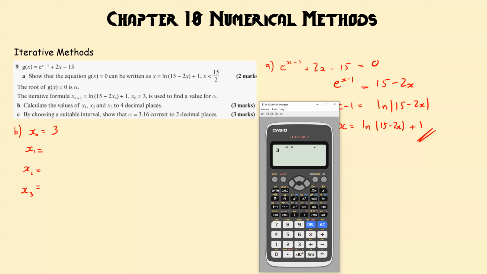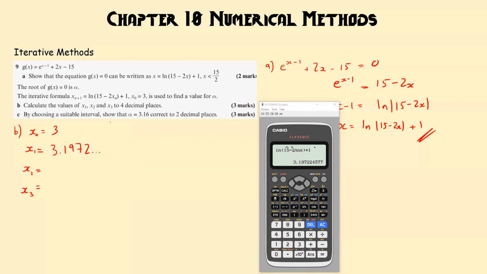So I'm going to put 3 in first and press equals. That saves it on my calculator in its memory. And then I'm just going to put learn. And then wherever I see an xn, I'm just going to put ans. So I've got learn bracket 15 minus 2 ans, close bracket, and then plus 1. So this is going to substitute 3 in first.